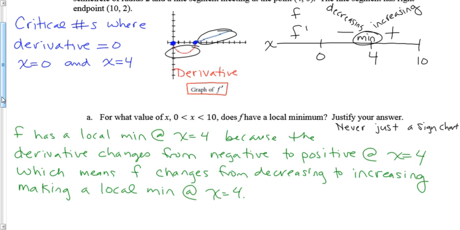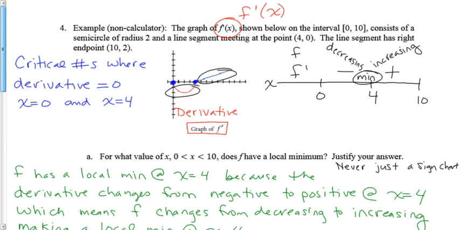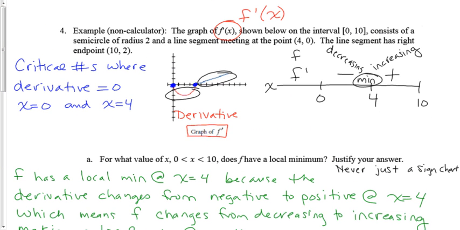So for part B, for what value of x, between 0 and 10 again, does f have an absolute maximum? Now we need to figure out where my absolute maximum is. Well, I know it's not at 4 because that was a local minimum. So I need to be looking at my endpoints. Let's look back at the graph. And again, this is my derivative. I'm going to erase what I have, and I want to find the maximum.